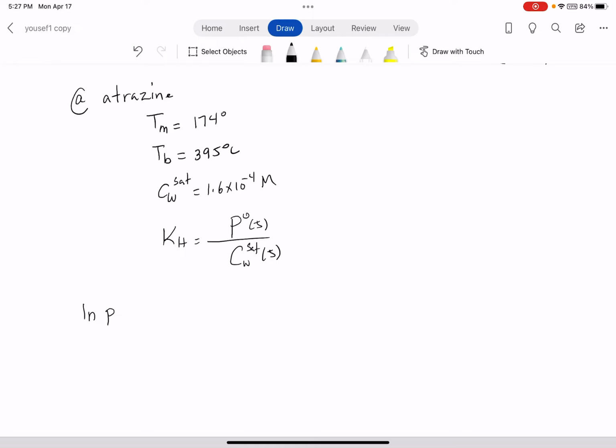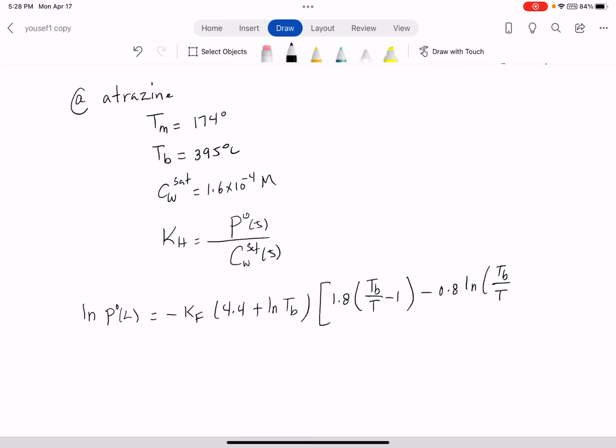ln of the pressure of the subcooled liquid is equal to minus Kf minus 4.4 plus ln of the boiling temperature, 1.8 times boiling temperature over temperature minus 1, minus 0.8 ln of the boiling temperature over the regular temperature.